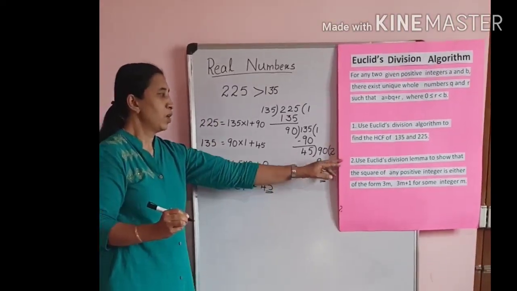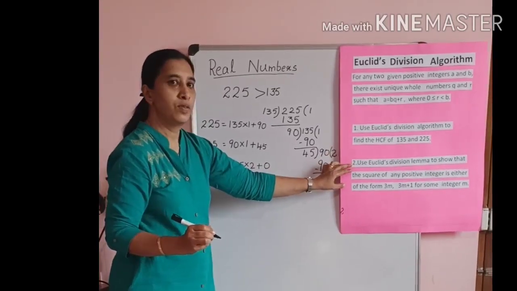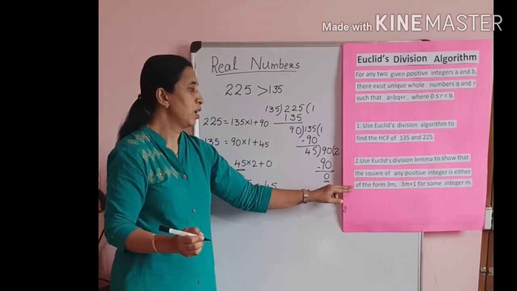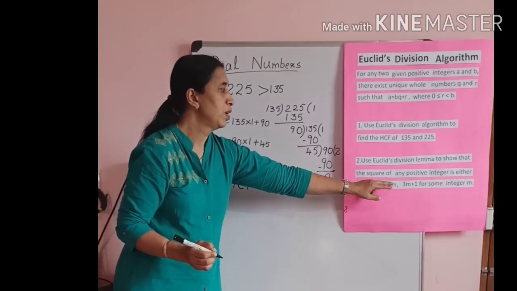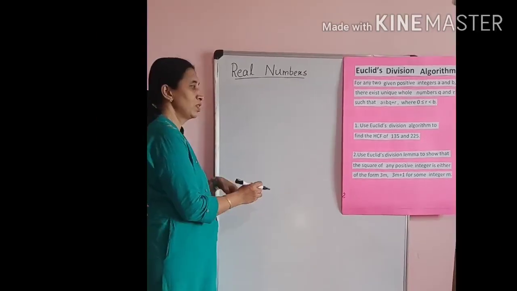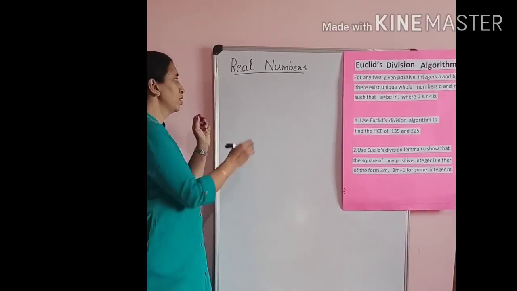Now we will go to the second sum. Use Euclid's division lemma to show that the square of any positive integer is either of the form 3m or 3m plus 1 for some integer m. Let us solve this sum using Euclid's division algorithm. Let a be any positive integer.